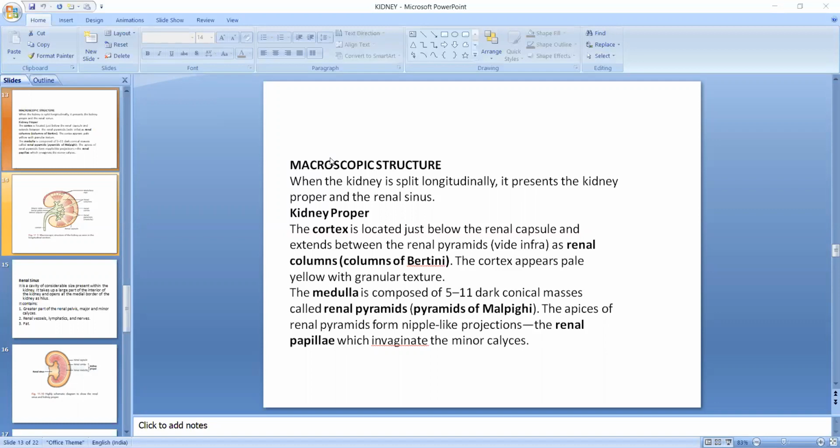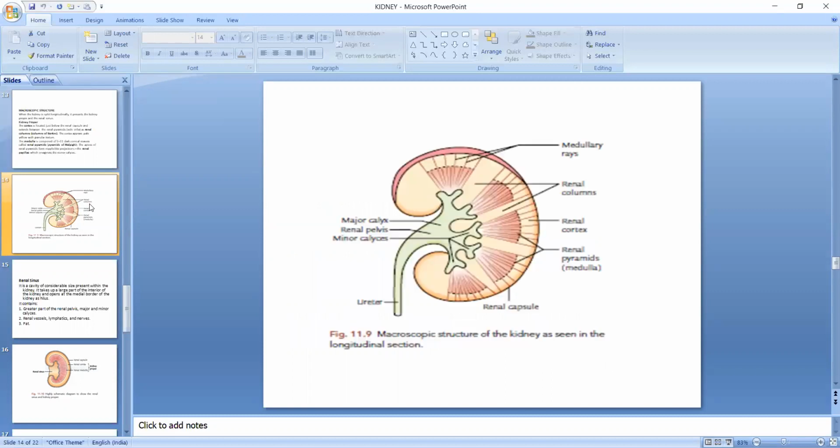The medulla is composed of 5 to 11 dark conical masses called renal pyramids. The apices of the renal pyramids form nipple-like projections, the renal papillae, which invaginate the minor calyxes. And in this picture of the microscopic structure of the kidney, we see the ureter, renal capsule, renal columns, renal cortex, renal pyramids and medullary rays, and it is a longitudinal section of the kidney.